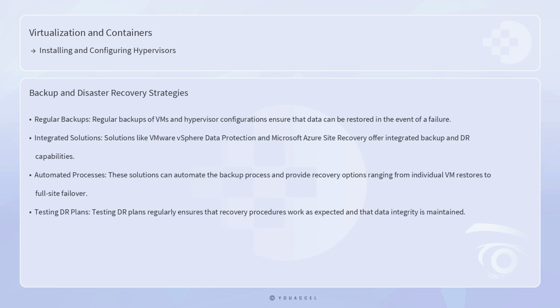Backup and disaster recovery strategies are vital components of hypervisor configuration. Regular backups of VMs and hypervisor configurations ensure that data can be restored in the event of a failure. Solutions like VMware vSphere Data Protection and Microsoft Azure Site Recovery offer integrated backup and DR capabilities. These solutions can automate the backup process and provide recovery options ranging from individual VM restores to full site failover. Testing DR plans regularly ensures that recovery procedures work as expected and that data integrity is maintained.